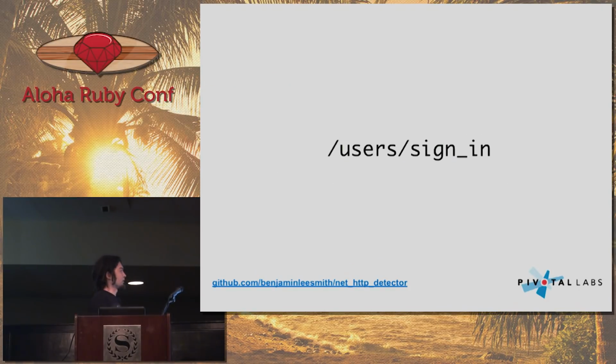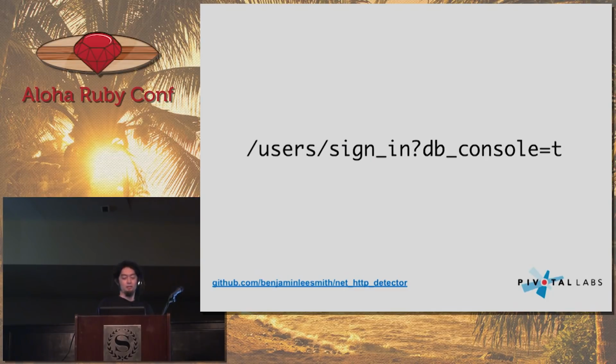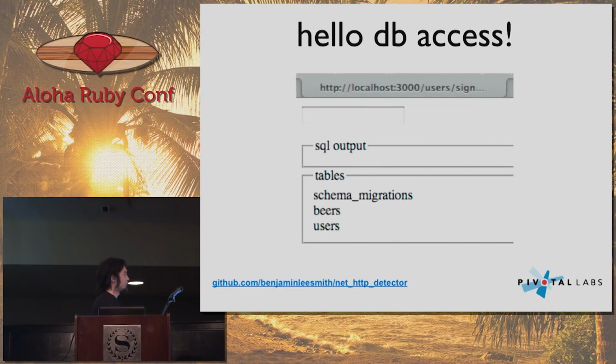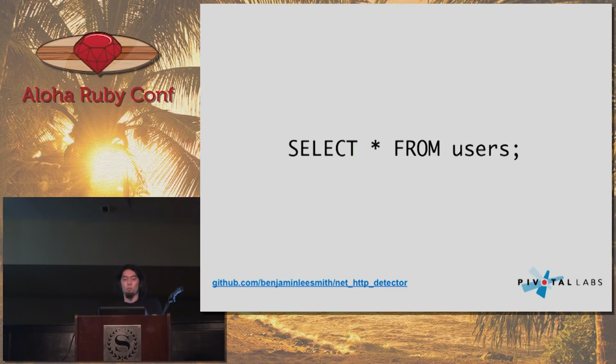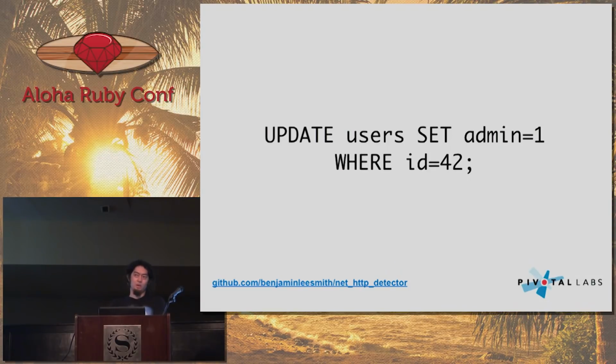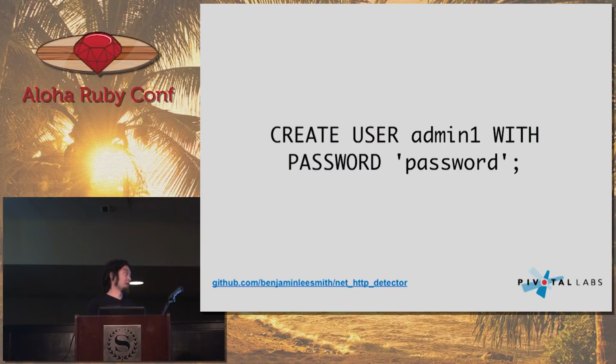So if you took a normal Rails route and you added a DB console parameter, you'd end up with a nice little interface to the database. So now you can do things like show me all the users, make myself an admin, or better yet, make me a database admin.